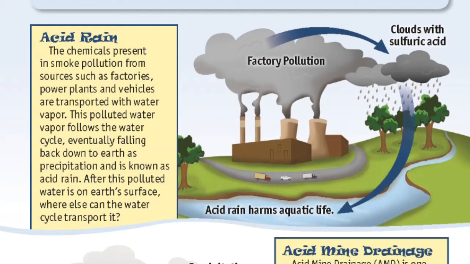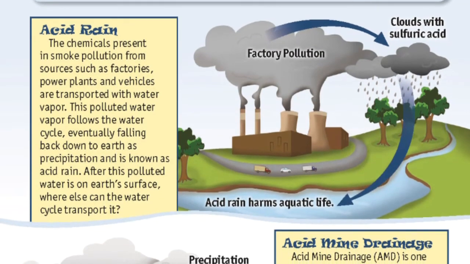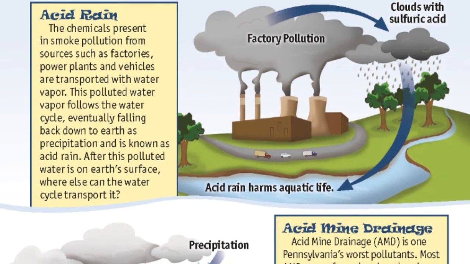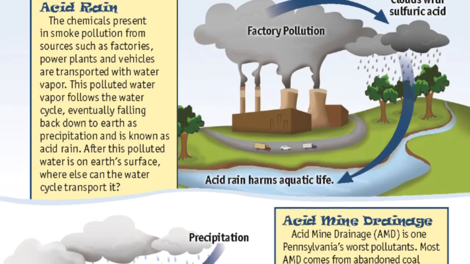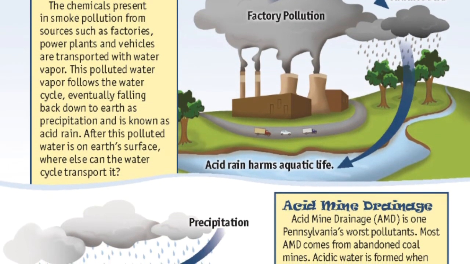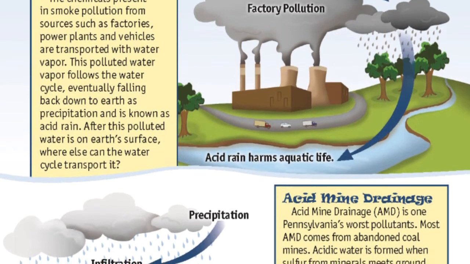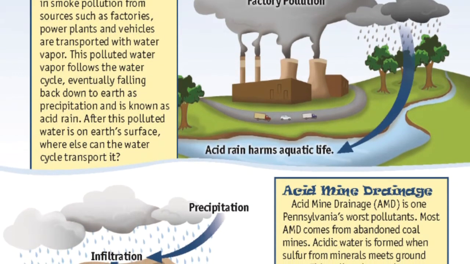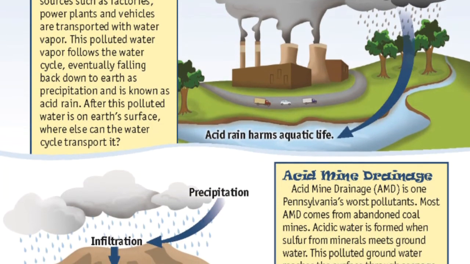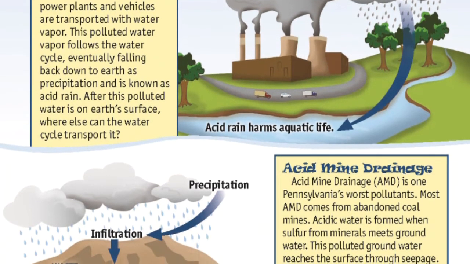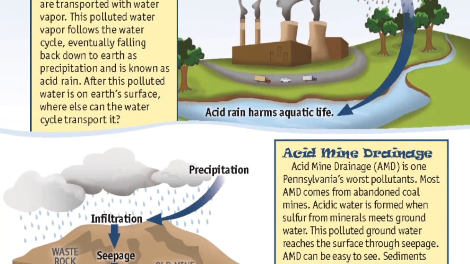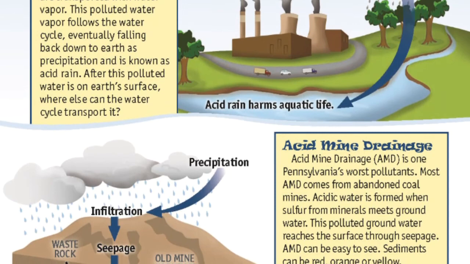Acid rain. The chemicals present in smoke pollution from sources such as factories, power plants, and vehicles are transported with water vapor. This polluted water vapor follows the water cycle, eventually falling back down to Earth as precipitation, and is known as acid rain. After this polluted water is on Earth's surface, where else can the water cycle transport it?